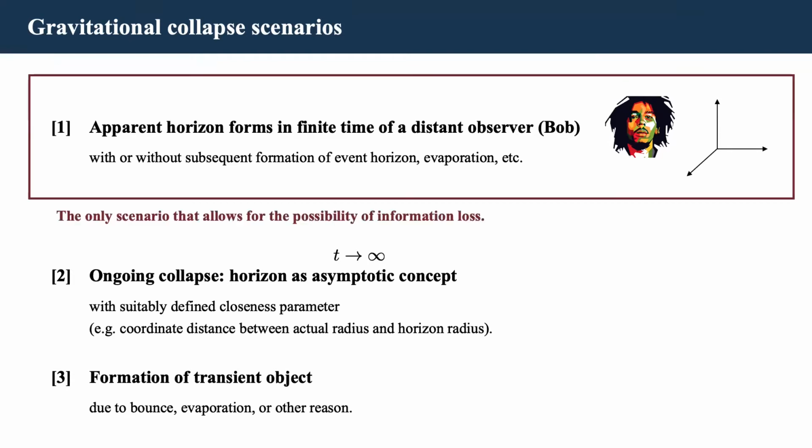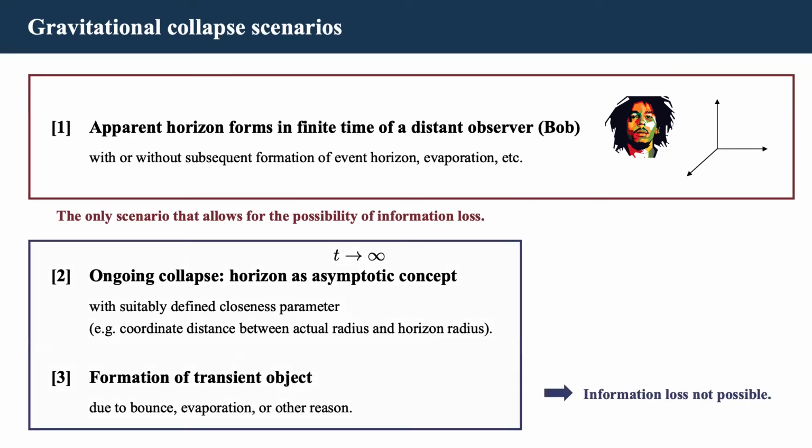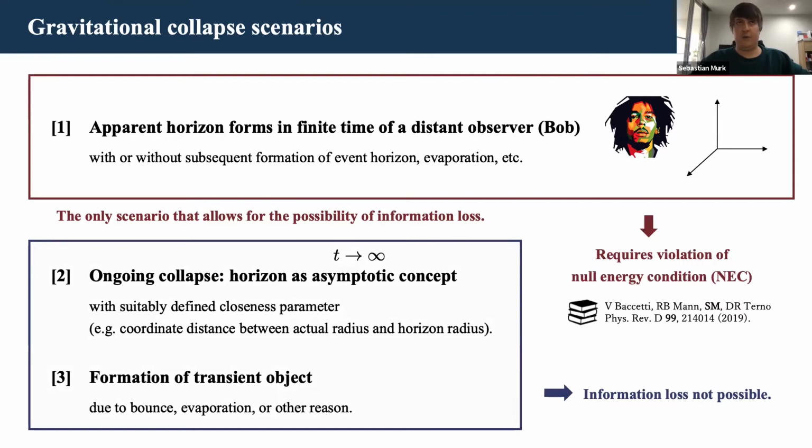Now, it's important to note here that the first scenario, the one that we're working in, is actually the only one that allows for the possibility of information loss. So what this means is that if you believe the information loss paradox is a real problem, then you automatically also subscribe to believing that this first scenario is the correct description of gravitational collapse. Because in the other two scenarios, you cannot have information loss. It's not possible, not even in principle. Simply because you don't have a suitable horizon to trap information to begin with. And I would also like to point out already now that it has been shown that this first scenario does require the violation of the null energy condition. And I will get back to this later in my talk.